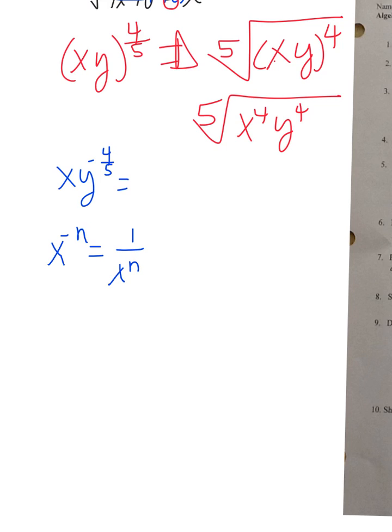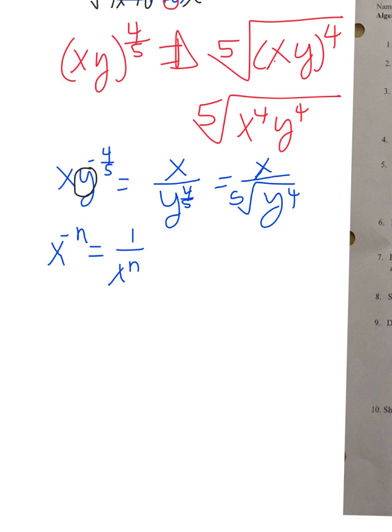It takes whatever its base is, in this case my base is y, and it shoots it into the denominator. With the exponent, it makes it positive. Now, the only thing that's being raised to the negative 4/5 power is y. So it's going to be x over y to the 4/5 power. And then we'll do power over the root. So it's x over the 5th root of y to the 4th.